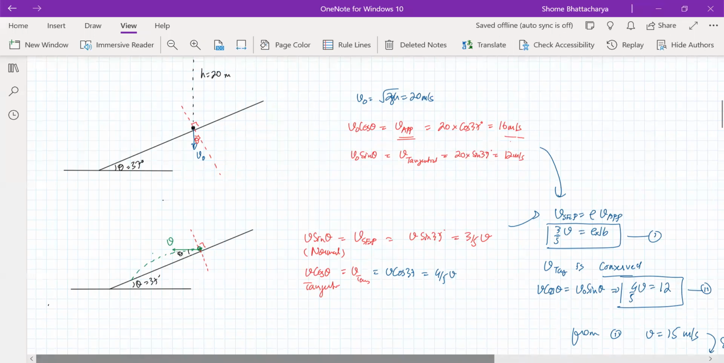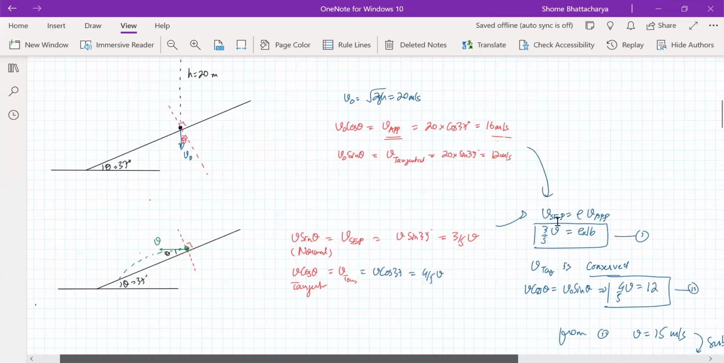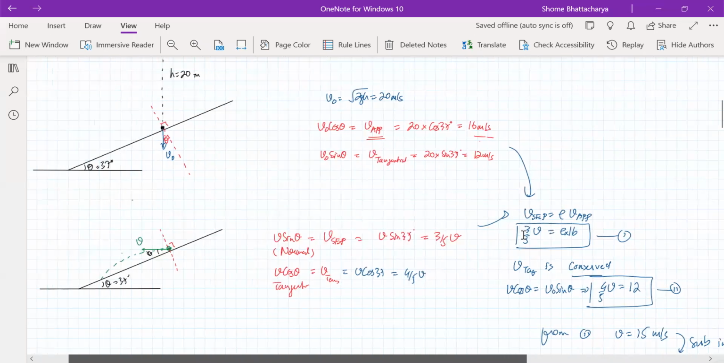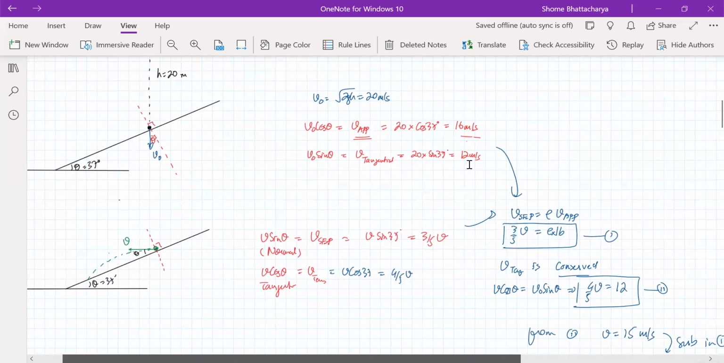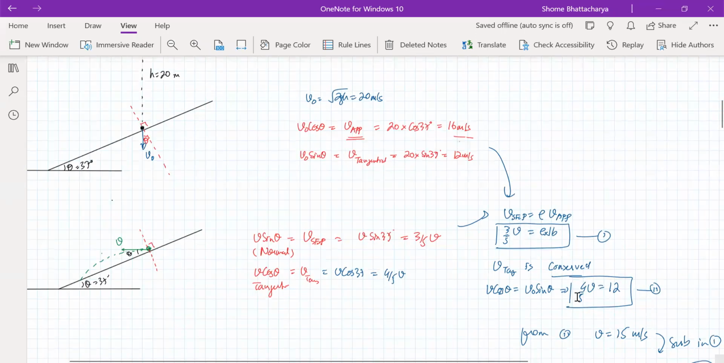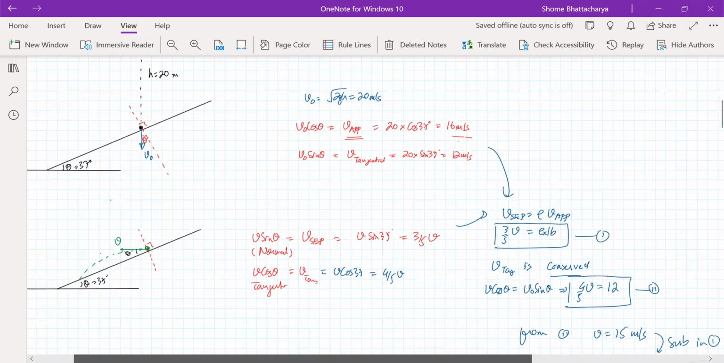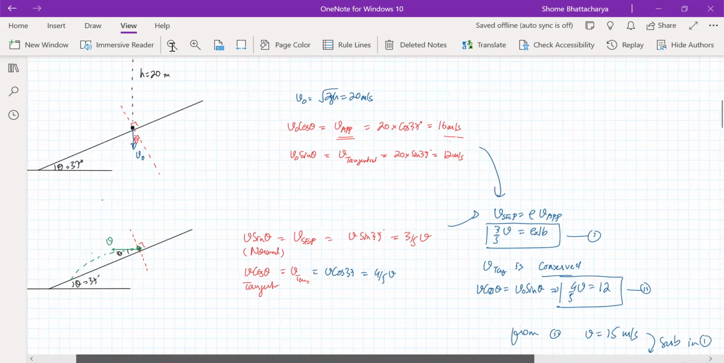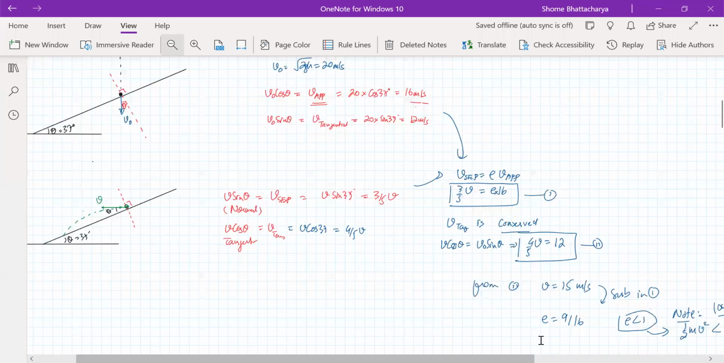So now we'll use each of these formulae. Separation velocity is e times approach velocity. So 3 by 5 V should be equal to e into 16 from above, whereas the tangential component is conserved. So this V cos theta should be equal to 12. So from that, I guess you would have got V as 15, right? This is the same method you used? Yes, sir. Very good. And now you just replace this value of V in the above formula, and you will get the coefficient of restitution.